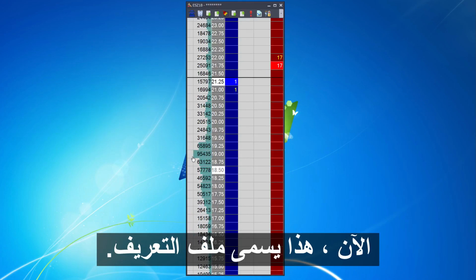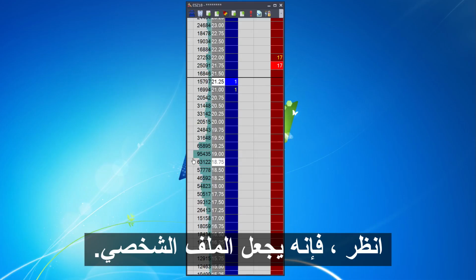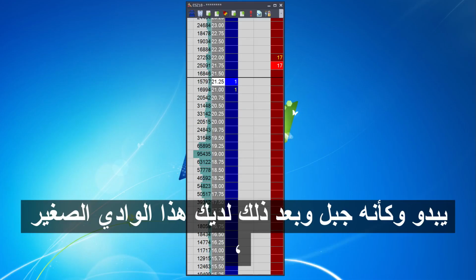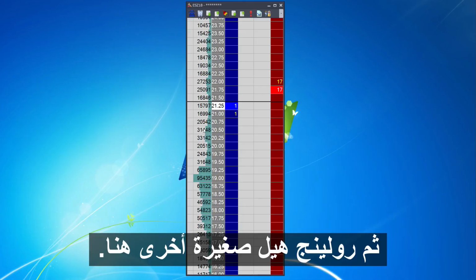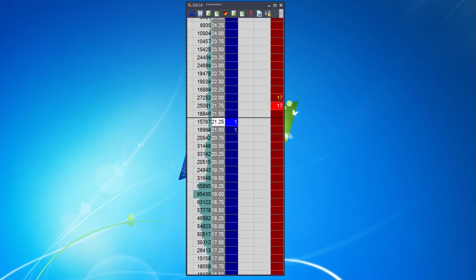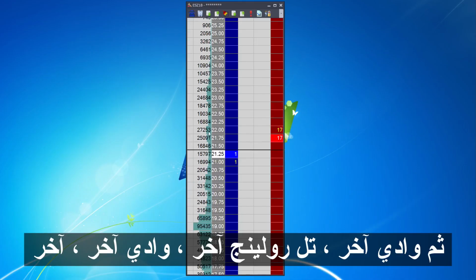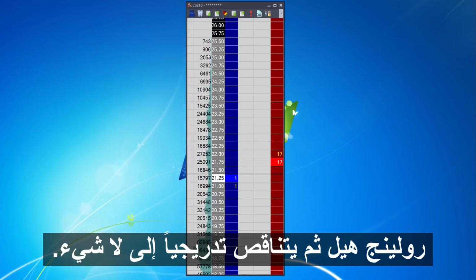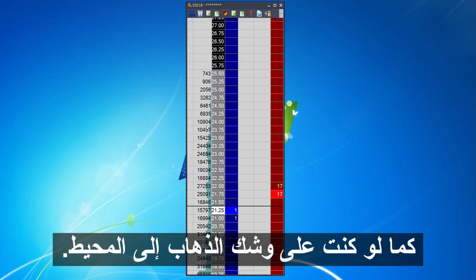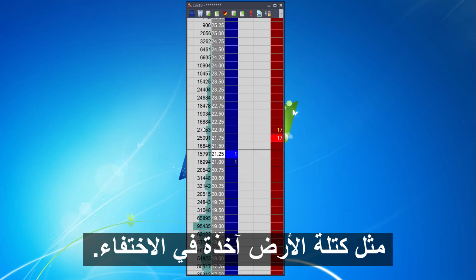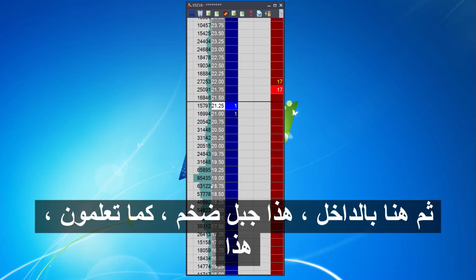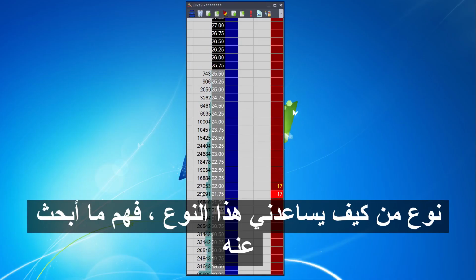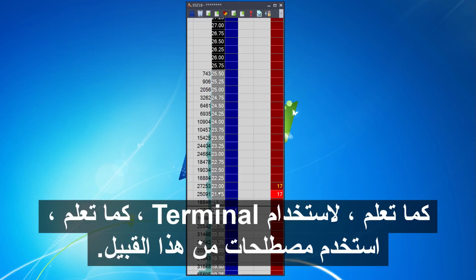Now, this is called a profile. See, it makes a profile. It almost looks like a mountain. And then you have this little valley and then another little rolling hill right here. And then another valley, another rolling hill, another valley, another rolling hill, and then it tapers off to nothing, like you're almost going into the ocean, like the land mass is disappearing. And then inside here, there's a massive mountain. Using terms like that sort of helps me understand what I'm looking at better.